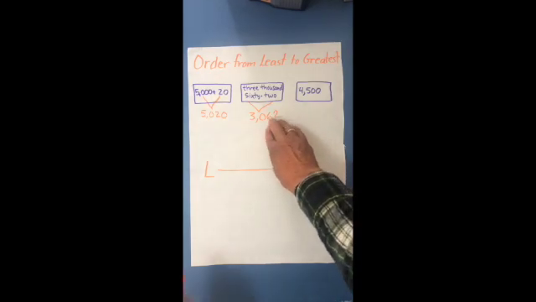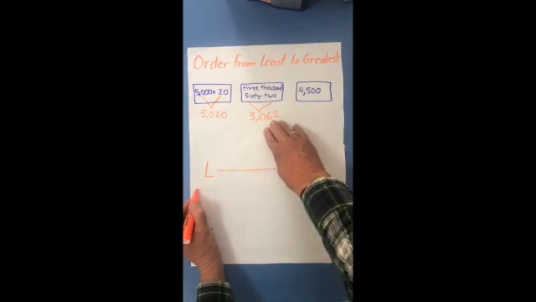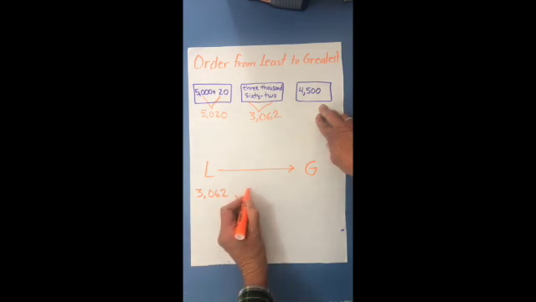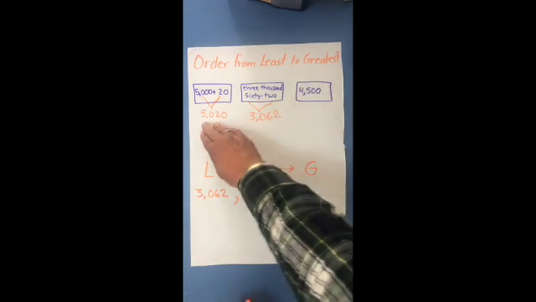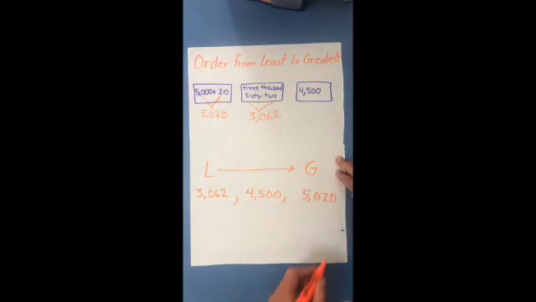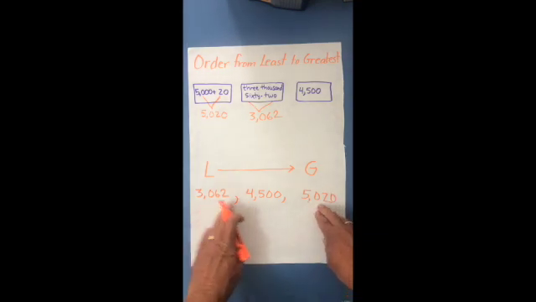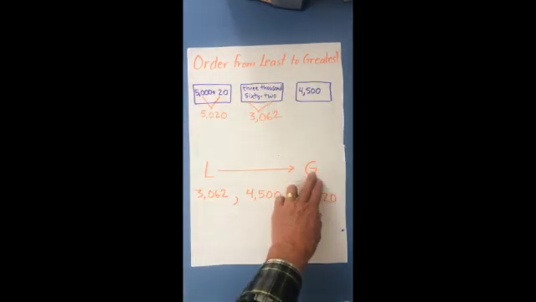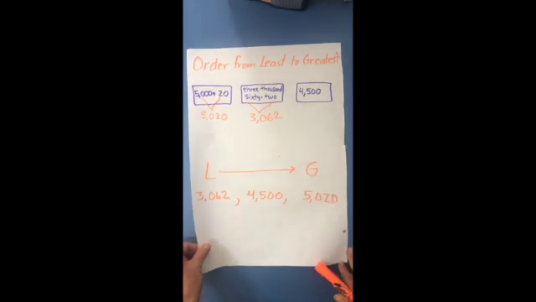So now I know this is the smallest, so I put it next to the L. 3,062. And then the next smallest would be this one, so I put a comma. 4,500. And then the greatest would be this one. 5,020. Whoa, Nelly, I always forget my digits. All right, then I double check. Yes, that seems correct. And I've got that problem. If you had one that said order from greatest to least, you would change this to a G and this to an L. But we're done. All right, I hope that helps.